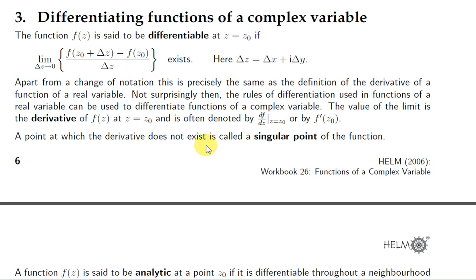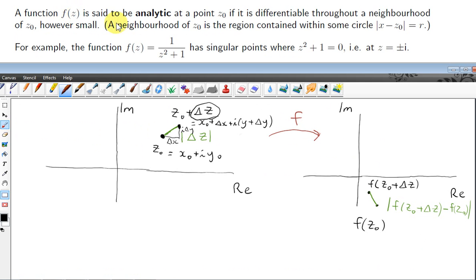A point at which the derivative does not exist is called a singular point of the function. A function f of z is said to be analytic at a point z0 if it is differentiable throughout a neighbourhood of z0, however small. A neighbourhood of z0 is the region contained within some circle. The modulus of z minus z0 equals r.